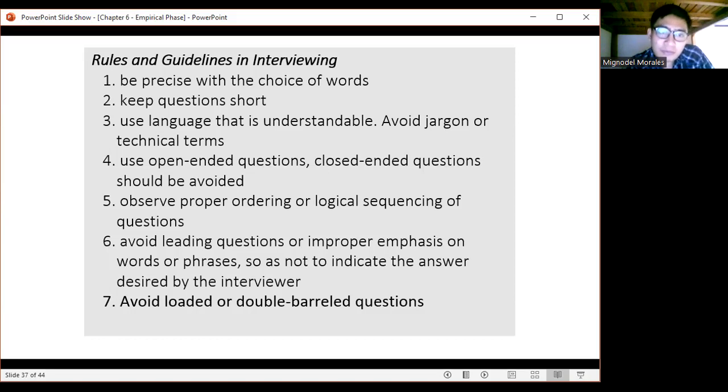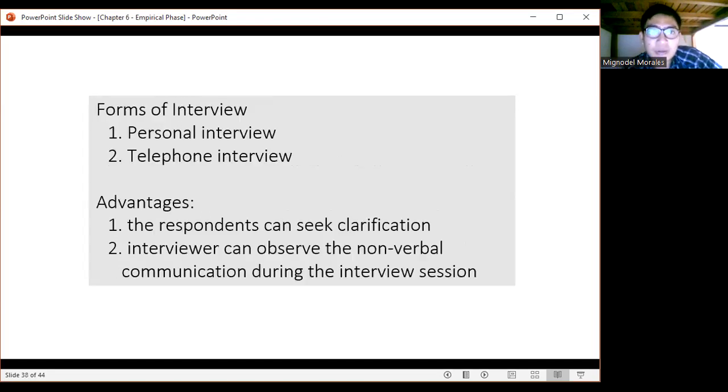No? Observe proper ordering or logical sequencing. So, for example, lived experiences of kidney disease or end-stage renal disease. Ang logic nun, yung perception niya, anong naranasan niya, and through the course of the disease, para siyang nagkukuwento ng story. Hindi yung ano agad ang nangyayari ngayon. So, dapat balikan nyo muna ano nangyari in the past. Avoid leading questions or improper emphasis. Avoid loaded or double-barreled questions. Yung katulad lang sa quanti.